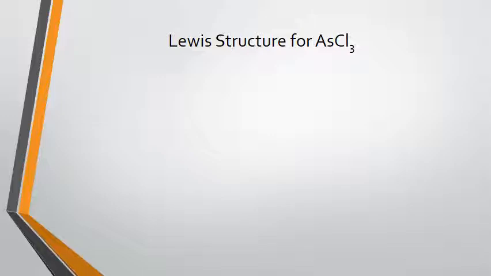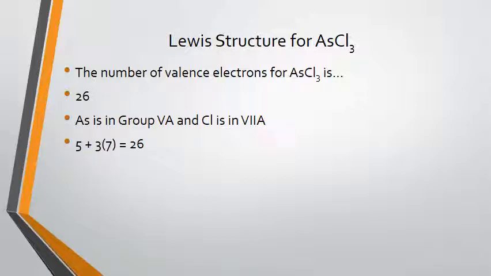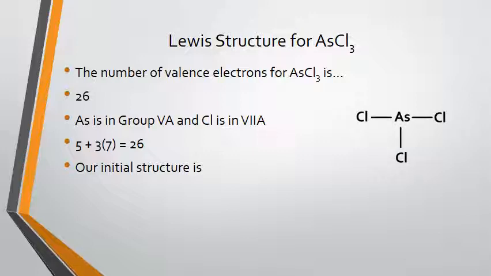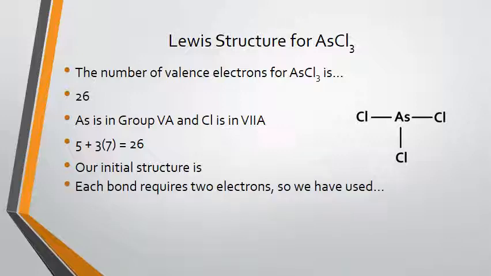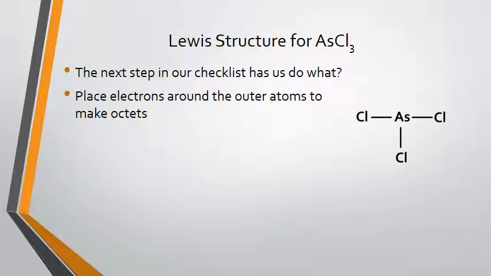All right, let's do the Lewis structure for arsenic trichloride. The number of valence electrons is 26. Now, how do we get that? Arsenic is in group 5, chlorine is in group 7. So 5 for the arsenic, 3 chlorine atoms gives us a total of 26 valence electrons. The initial structure, we'll put the arsenic in the center, surround it with the 3 chlorines. Each bond requires 2 electrons. So we've used so far 6 electrons. So we need to find homes for the other 20 electrons and make sure all the atoms that need octets have 8 electrons. We'll place electrons around the outer atoms, in this case the chlorines, first.